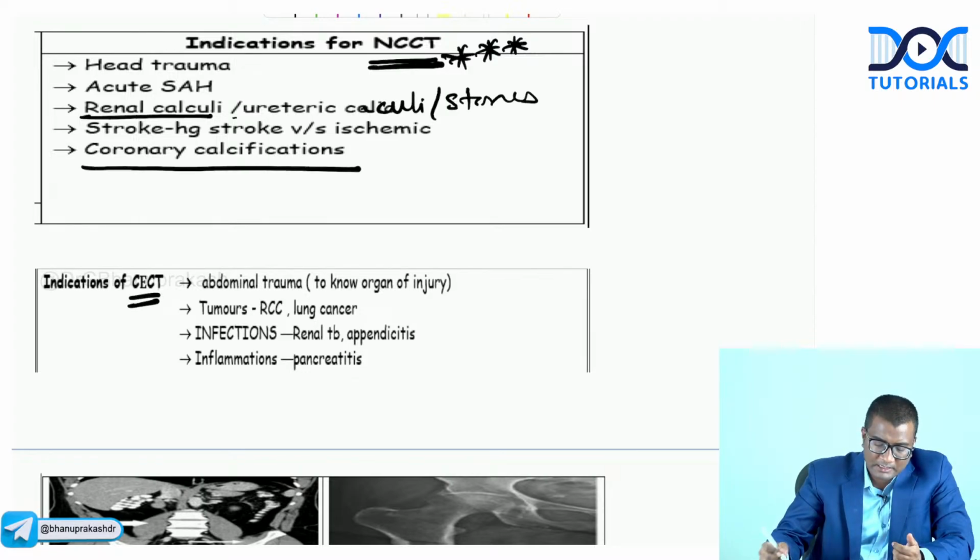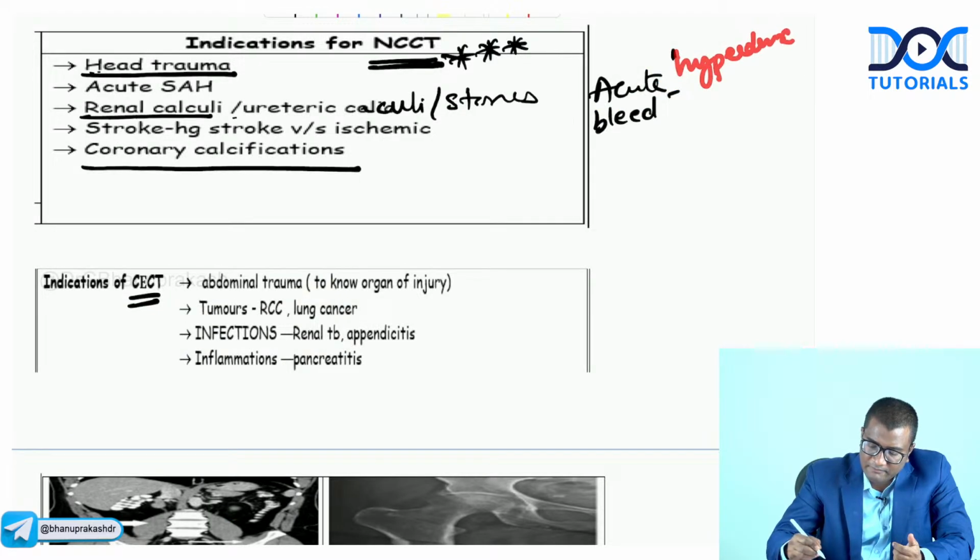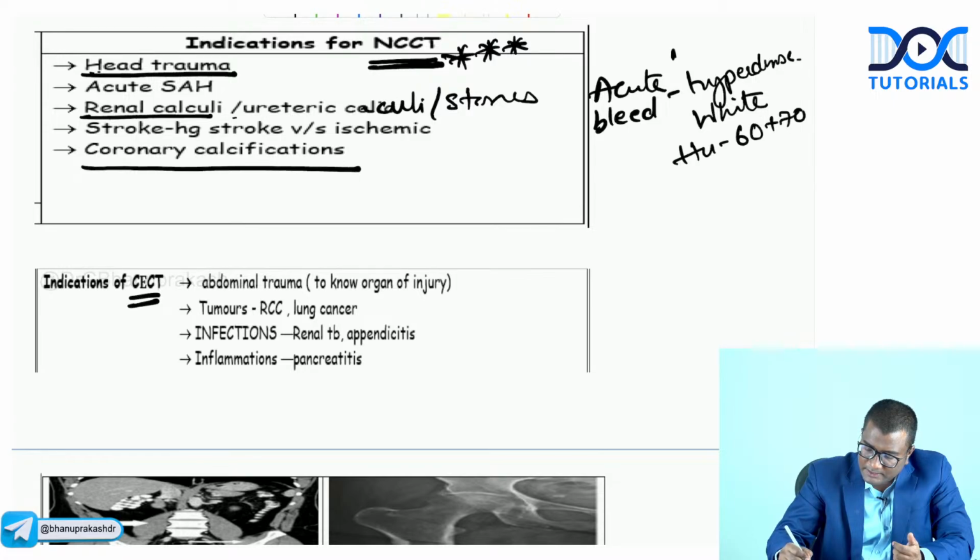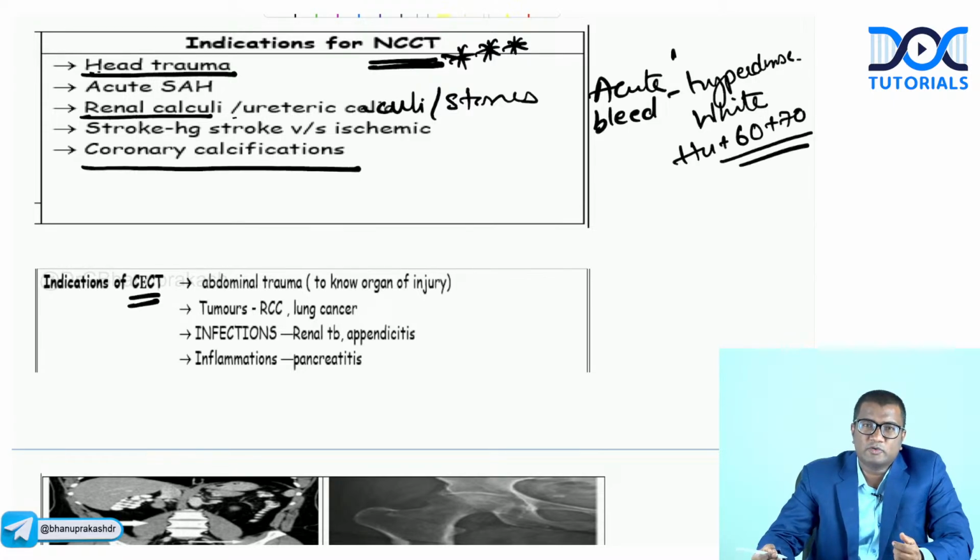Head trauma: remember, you're trying to look at the bleeds, the acute hemorrhages, and remember acute bleeds are hyperdense, white, having Hounsfield units of plus 60 to plus 70. So anything which has a white appearance, you go for a plain CT.